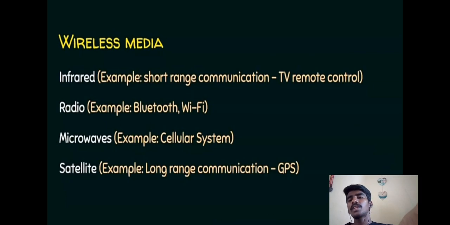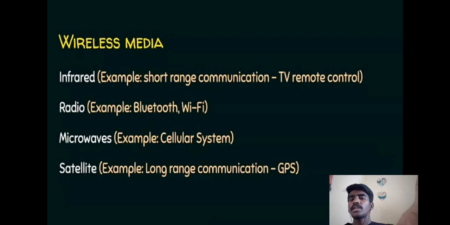Now what is wireless media? Wireless media can be divided into a few types, namely infrared, radio waves, microwaves, and satellite. Infrared is a short range media, up to 100 meters. Let us take a remote control as an example. If you take your TV remote, you can't operate your TV from a long range.